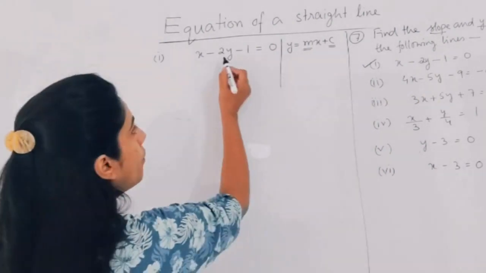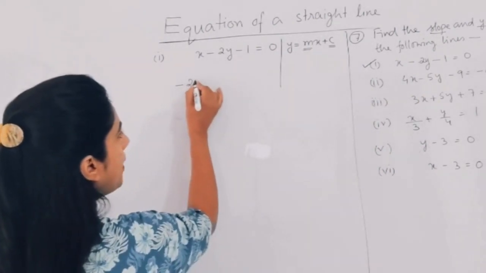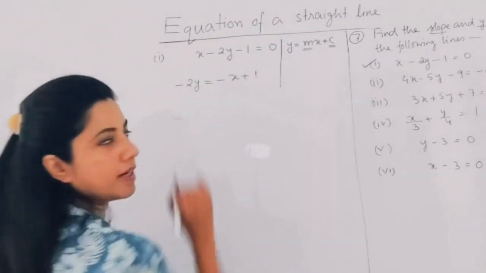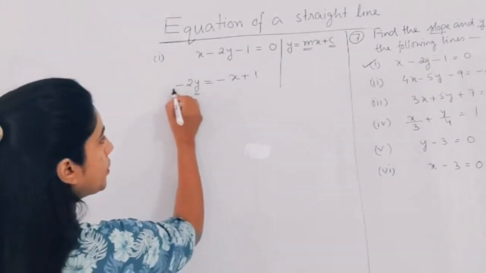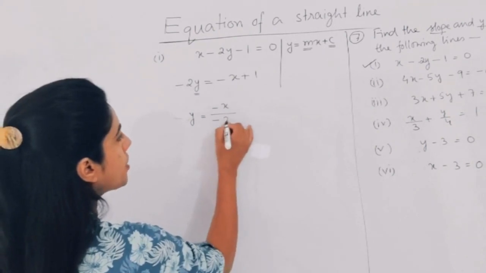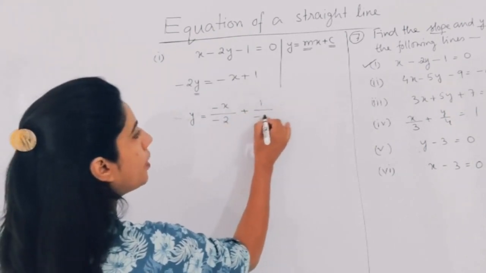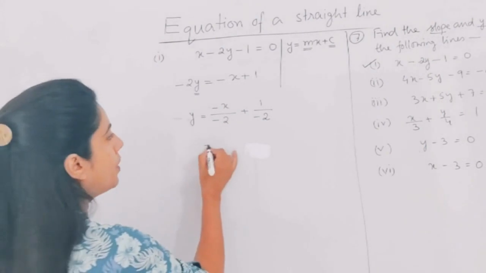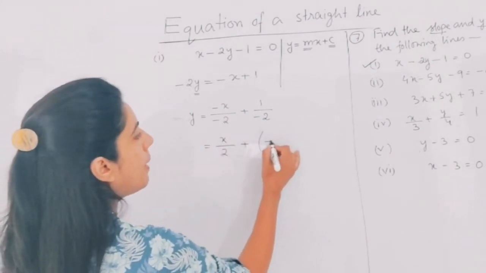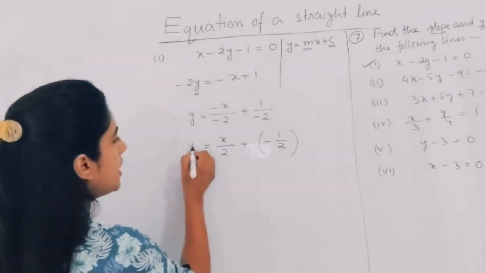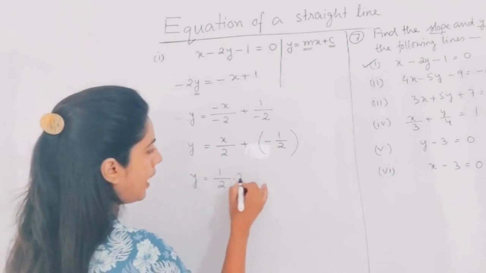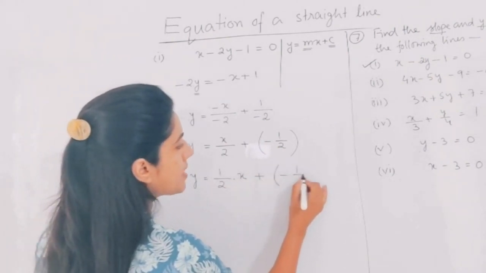Okay. So now y is equal to, so keep your y part here, minus 2y is equal to, send the other to this side, minus x plus 1. Now only y should be here, so send minus 2 also this side. Y is equal to minus x upon minus 2 plus 1 upon minus 2. Okay, so this will be x upon 2, minus minus gets cancelled, plus minus 1 upon 2. Now see, I will write it as half into x plus minus half.